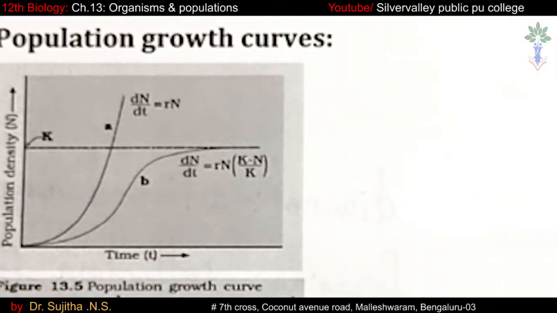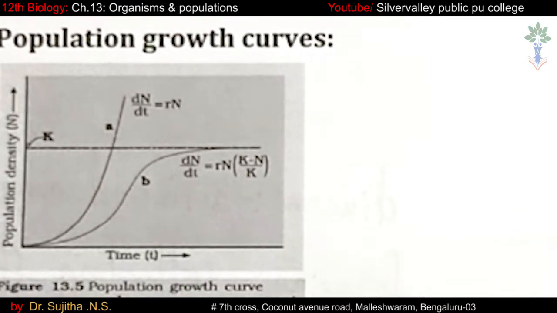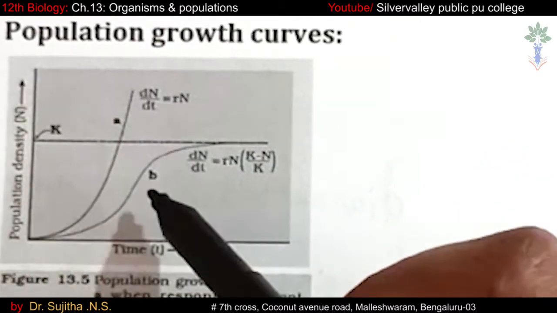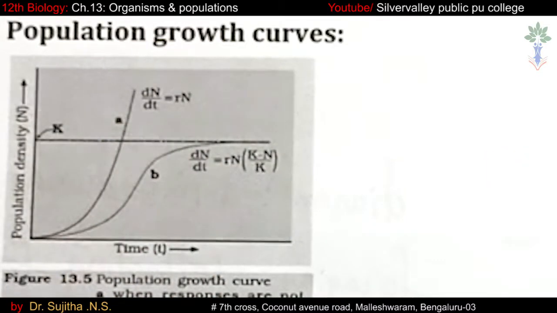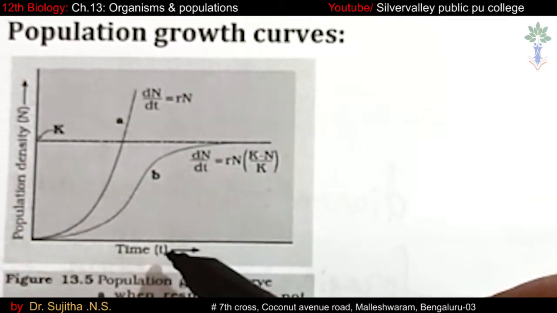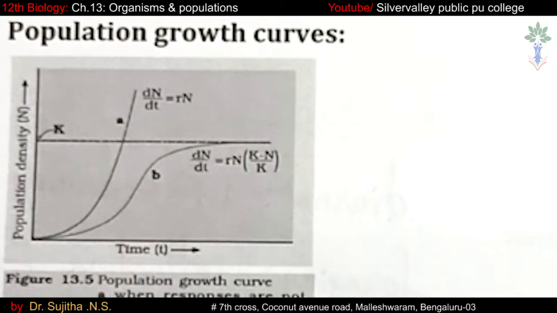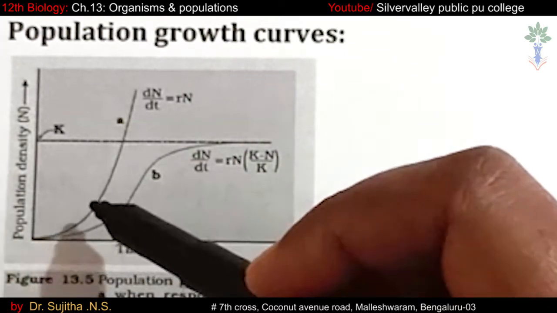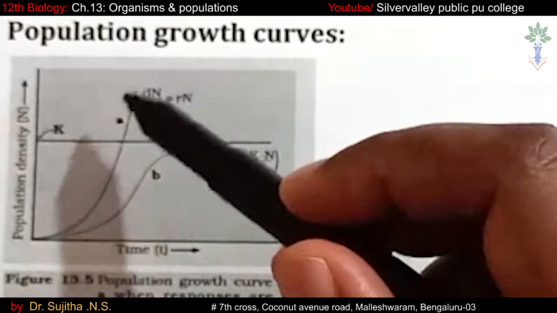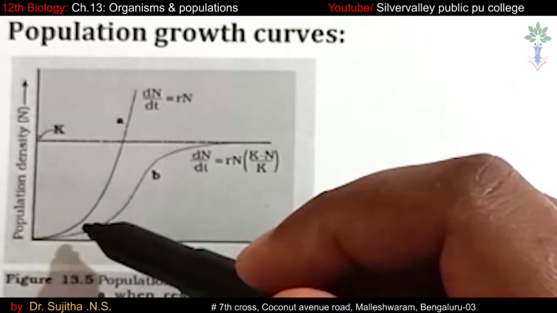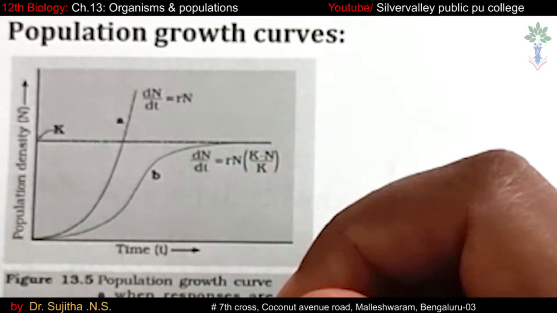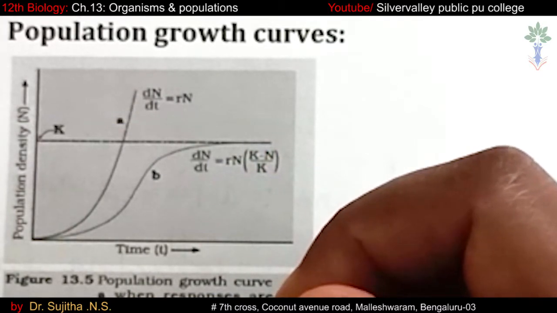Population growth curve. Here you can observe that both the growth models are present. The first one is an exponential growth model and the second one is a logistic growth model. The y-axis represents the population density and the x-axis represents the time. So let's first discuss the exponential growth model. The exponential growth model has a J-shaped curve. And here you can even observe that the population has crossed the carrying capacity of nature because of the unlimited supply of resources.